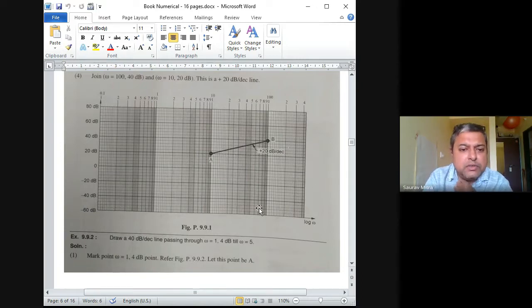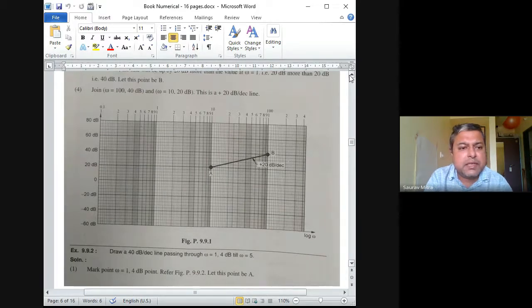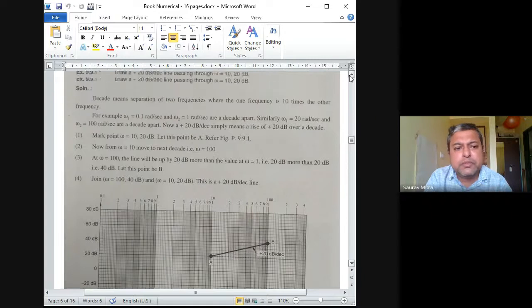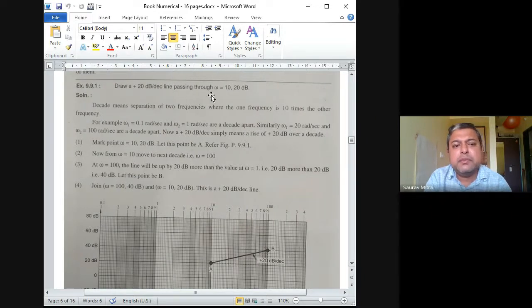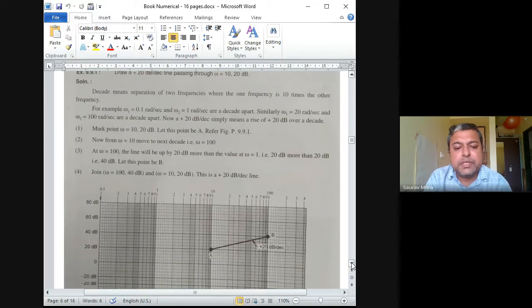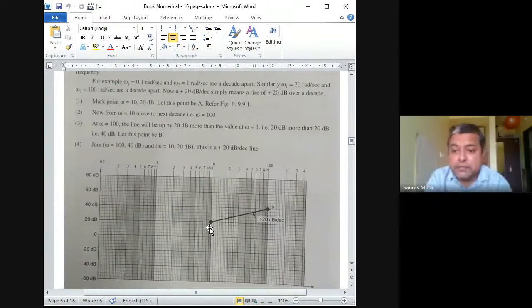I have given you a point called point A. Let us go through this numerical. Any point, any slope, you should be able to draw from any point. So how to draw a 20 dB per decade line passing through omega is equal to 10 comma 20? First you have to detect what omega is equal to 10 comma 20 is. This point A is 10 comma 20. What is 10? 10 is nothing but frequency. You can see here, this is the frequency 10, here it is written. And 20 is the dB. I did not show you all these things yesterday. This is a similar graph paper, I'm showing it to you now. So point A is 10 comma 20.